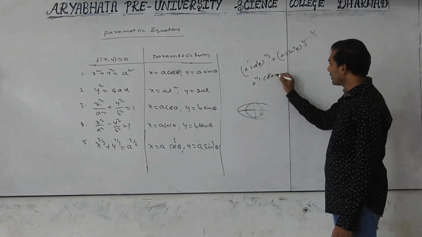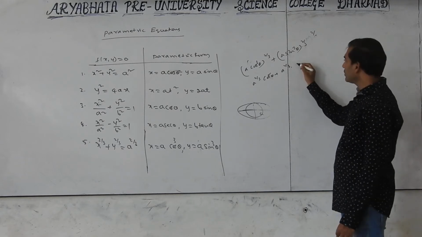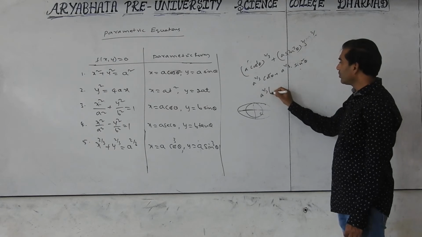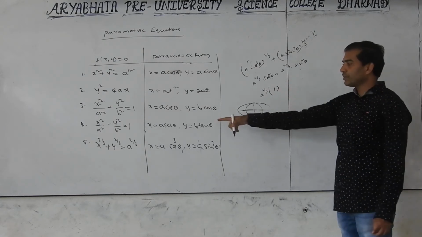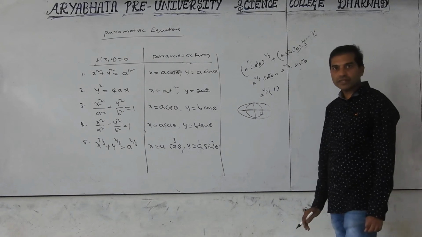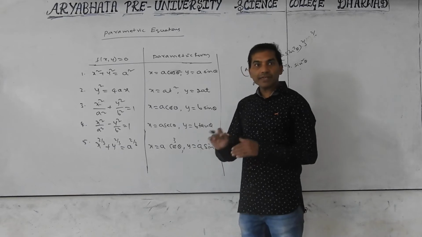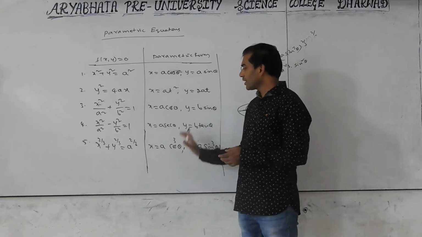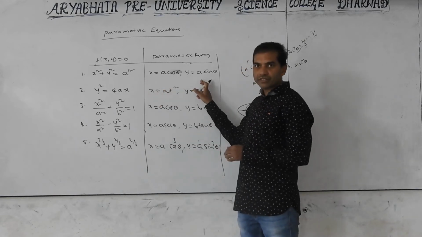cos square theta, plus a power 2 by 3 sin cube theta whole power 2 by 3, sin square theta. What is common here? a power 2 by 3. Cos square theta plus sin square theta equal to 1. a power 2 by 3. Satisfied? Like this many are there. This is enough. These are very important. Many times they will ask. Okay? So you should remember the parametric equations of these curves. If it is a circle, these are the parametric equations.